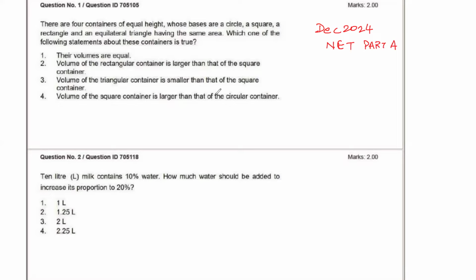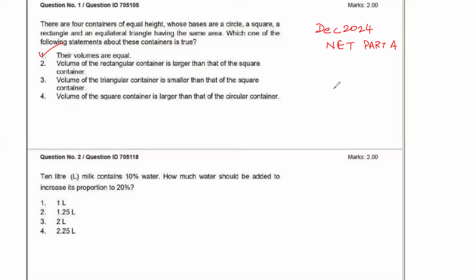Okay, first question. There are 4 containers of equal height whose bases are a circle, square, rectangle, and an equilateral triangle having the same area. Which one of the following statements about these containers is true? Their volumes are equal, which is correct. The other options say the volume of the rectangular container is larger, the triangular container is smaller, and so on.